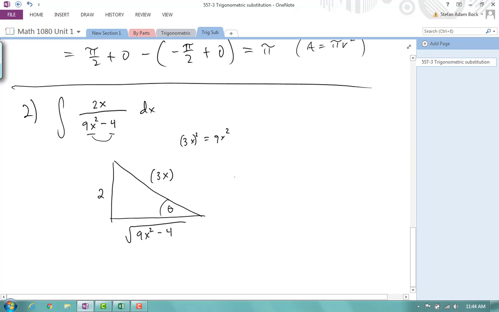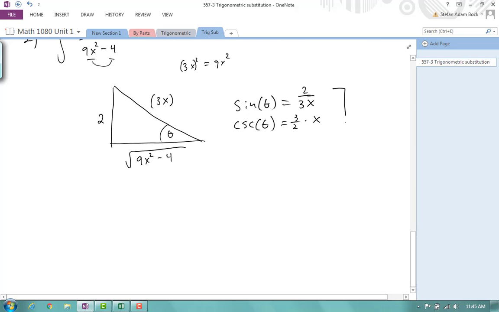So it looks like if I say that sine of theta is going to be equal to 2 over 3x. Or if I flip it, 1 over sine is cosecant. This will be equal to 3/2 times x. And this right here, the grouping of the two simplest sides of the triangle into one trig function, is the best way, or the simplest way, to do all of these problems. Because when I make the substitution into the original problem, all the nasty stuff is going to go away.